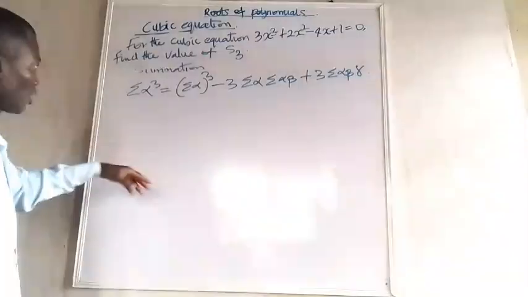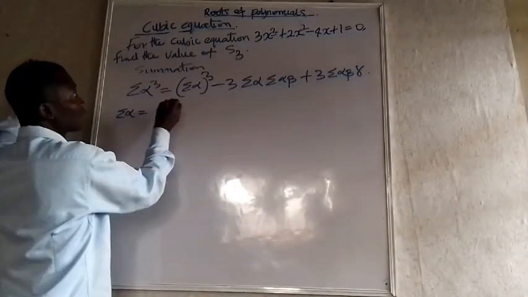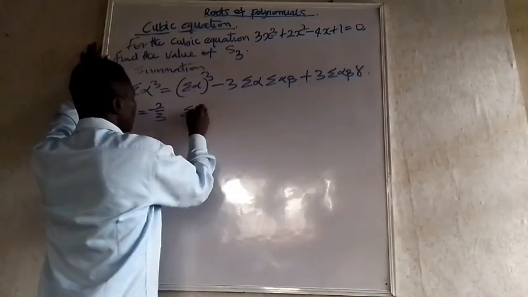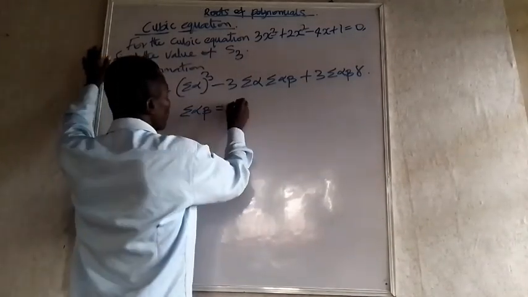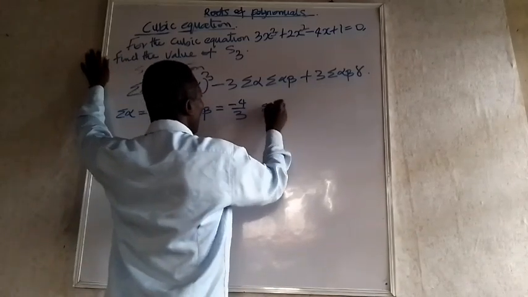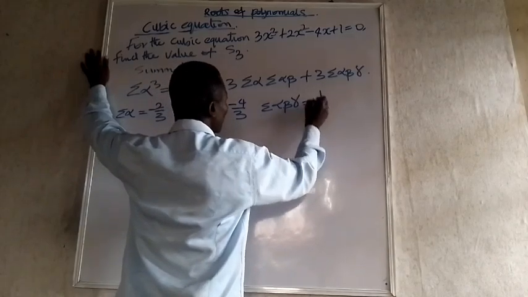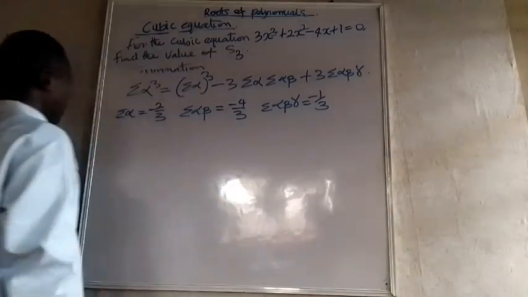So let's see what this will give us. What is summation alpha? That is minus 2 over 3. Summation alpha beta, that is minus 4 over 3. What is summation alpha beta gamma? That is 1 over 3, minus 1 over 3. The minus should be there. Please take it.